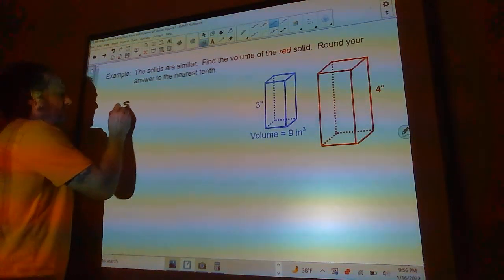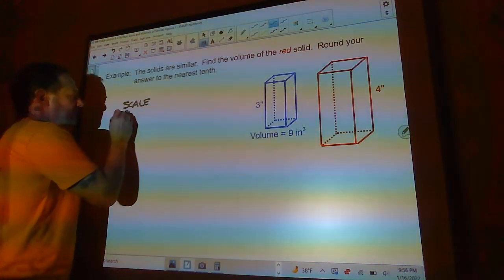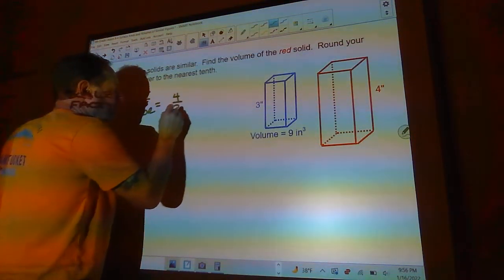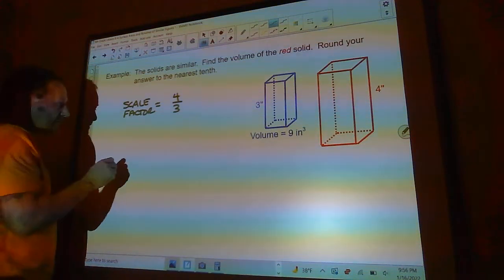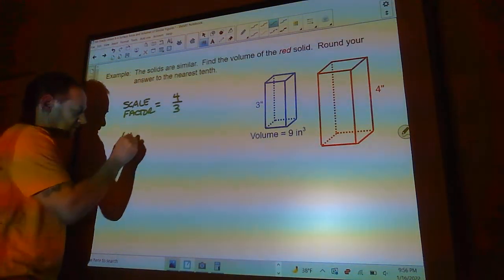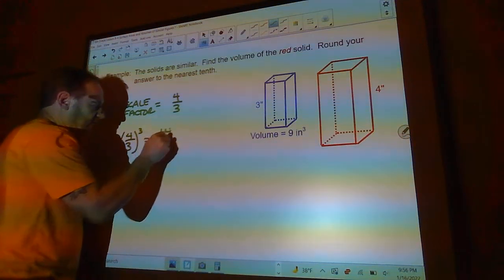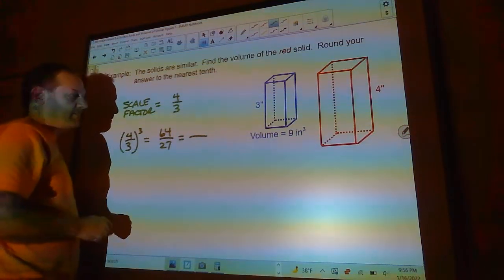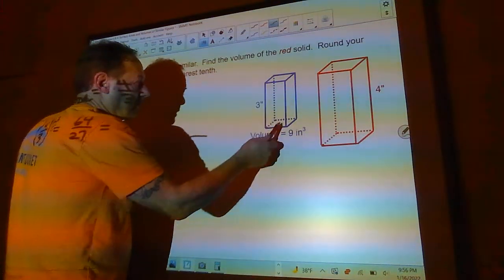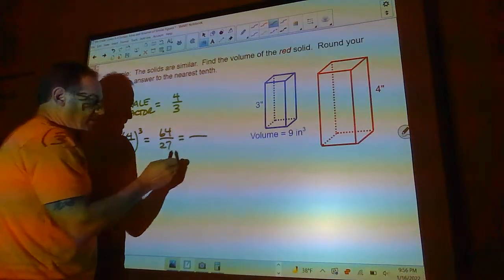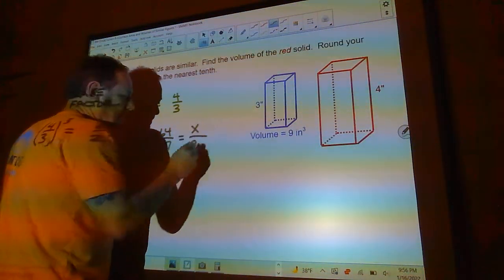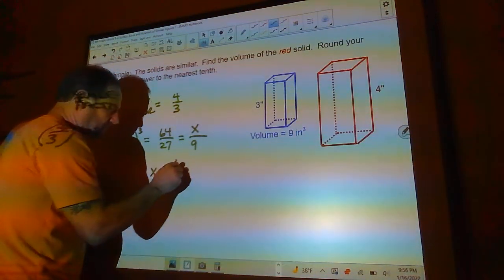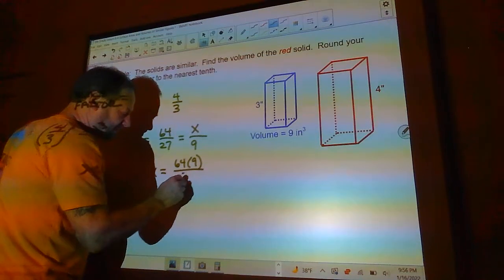Okay, on this one, the scale factor is going to equal 4 to 3. So the volume scale factor is going to be 4/3 cubed, which is going to be 64 over 27. Okay, we're going to set up a proportion, and the smaller box is the smaller numbers on the bottom here, so the smaller number is going to go here. That's going to be X, and so X is going to be 64 times 9 divided by 27.